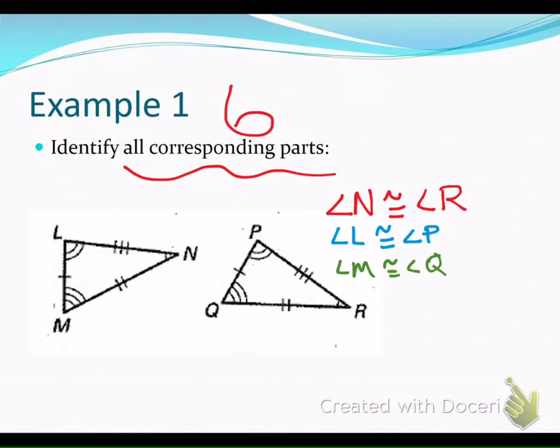Which side do you want to start with? Okay, so LM. So side LM or segment LM. Now, with this one, order does matter. See how we started with L that has 2 marks? You need to start with the same letter over here.